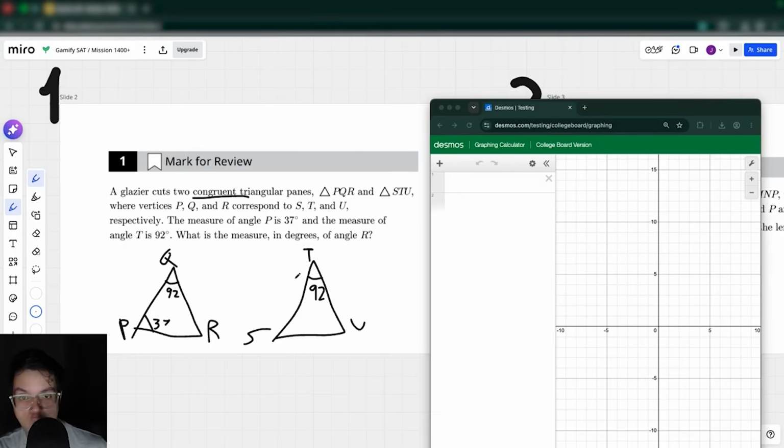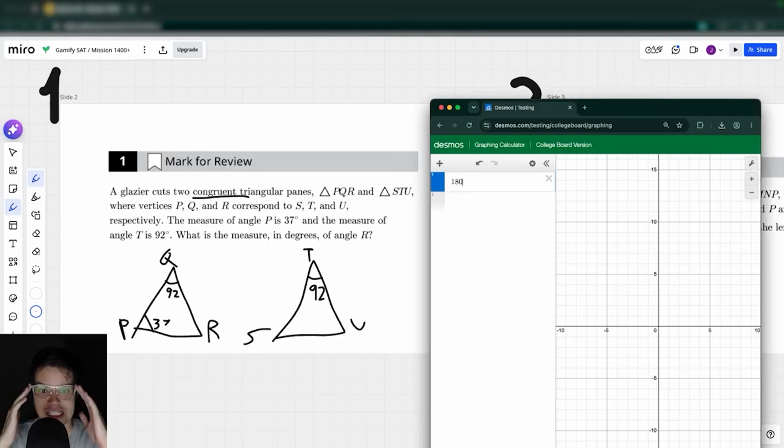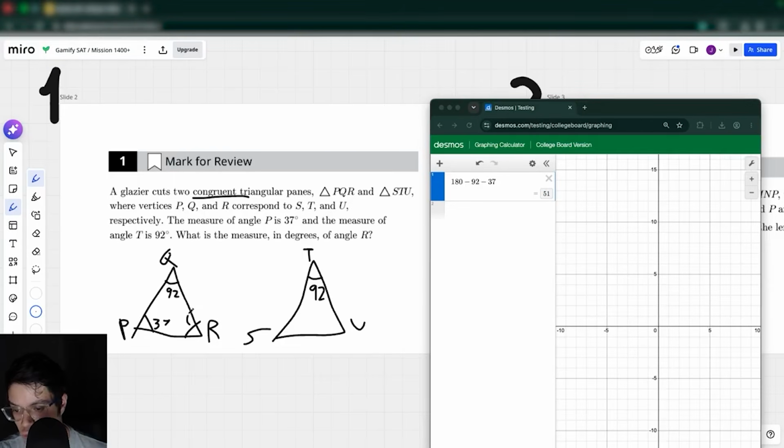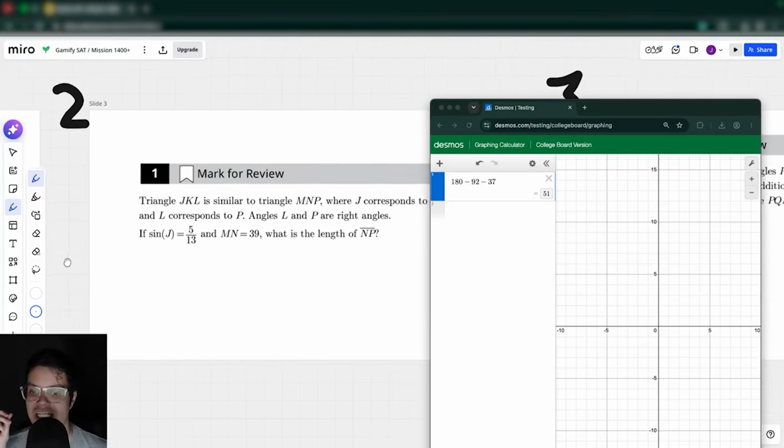And then if you've watched my other videos, you would know that for a triangle, it must have 180 degrees as the total angles added together. So I can do 180 minus 92 minus 37, and that gives me 51 as the answer. So therefore, R must be equal to 51. Okay, that was good. Let's get it a little bit harder now.